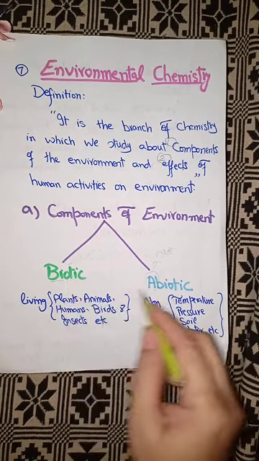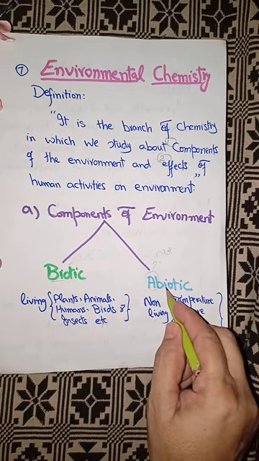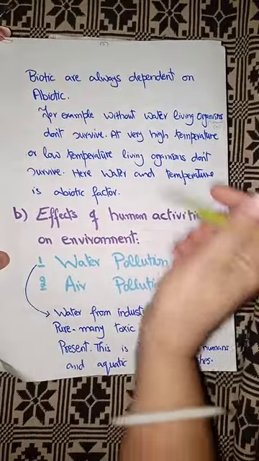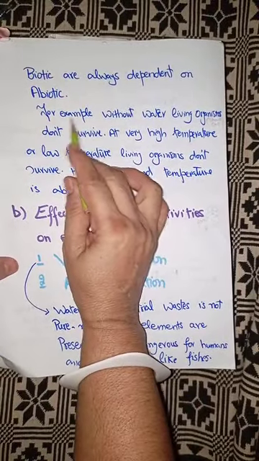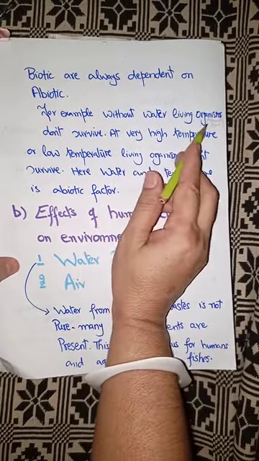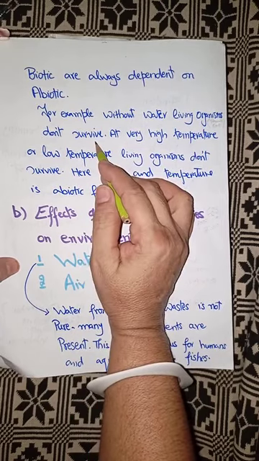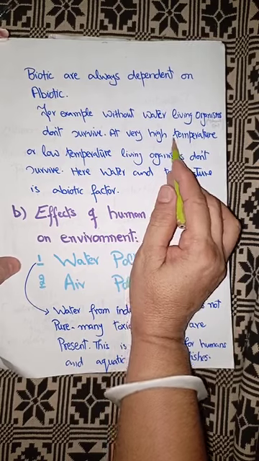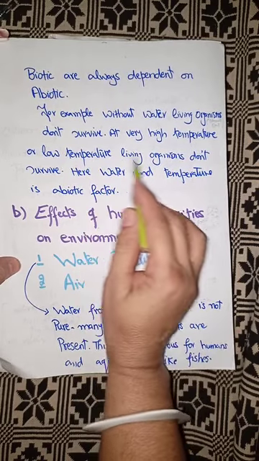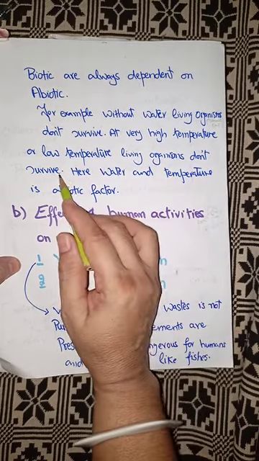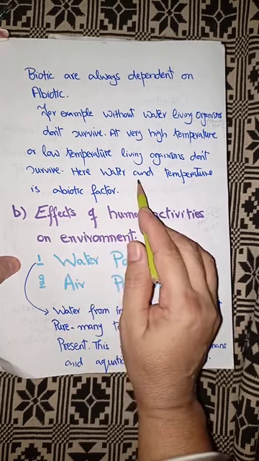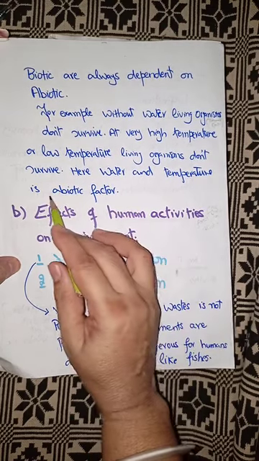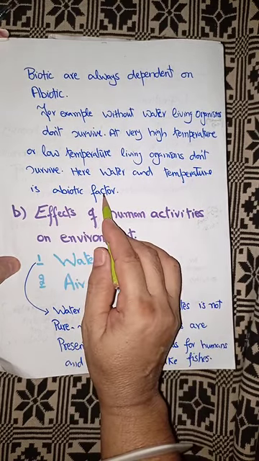These biotic components are dependent on abiotic components for their survival. For example, without water, living organisms don't survive, and if the temperature is very high or very low, living organisms don't survive. So here water and temperature are abiotic factors.